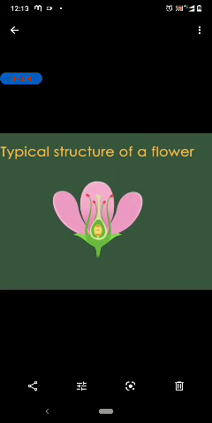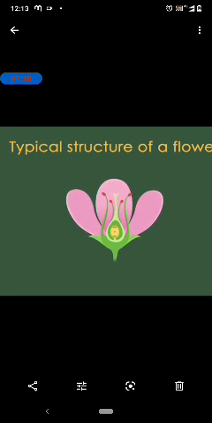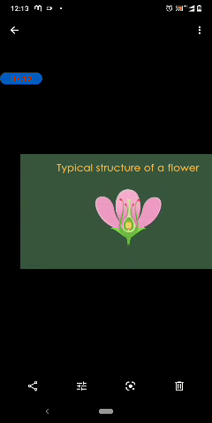If we again bisect it, the vertical bisection here, if we take off this, we will get to know the different parts of it. Which are they?